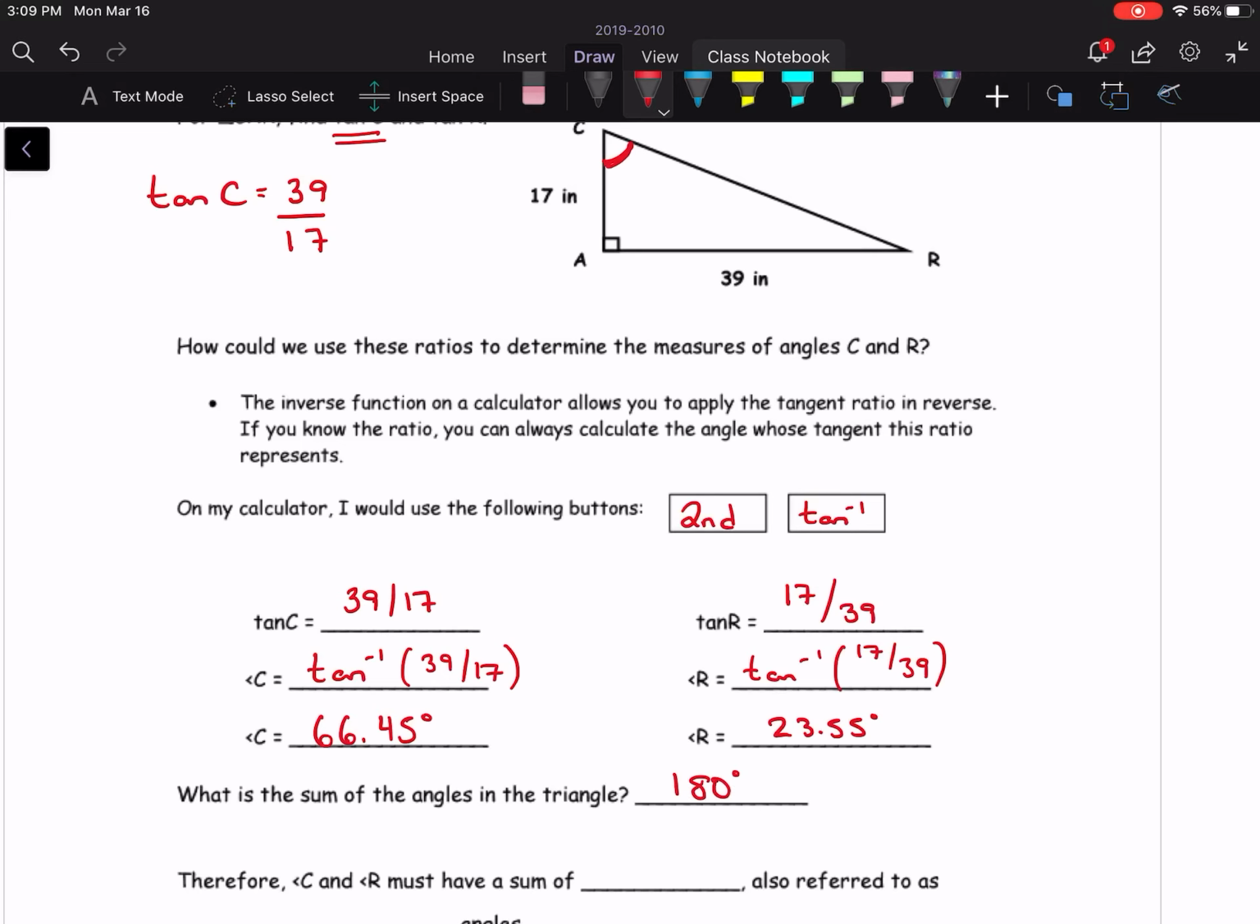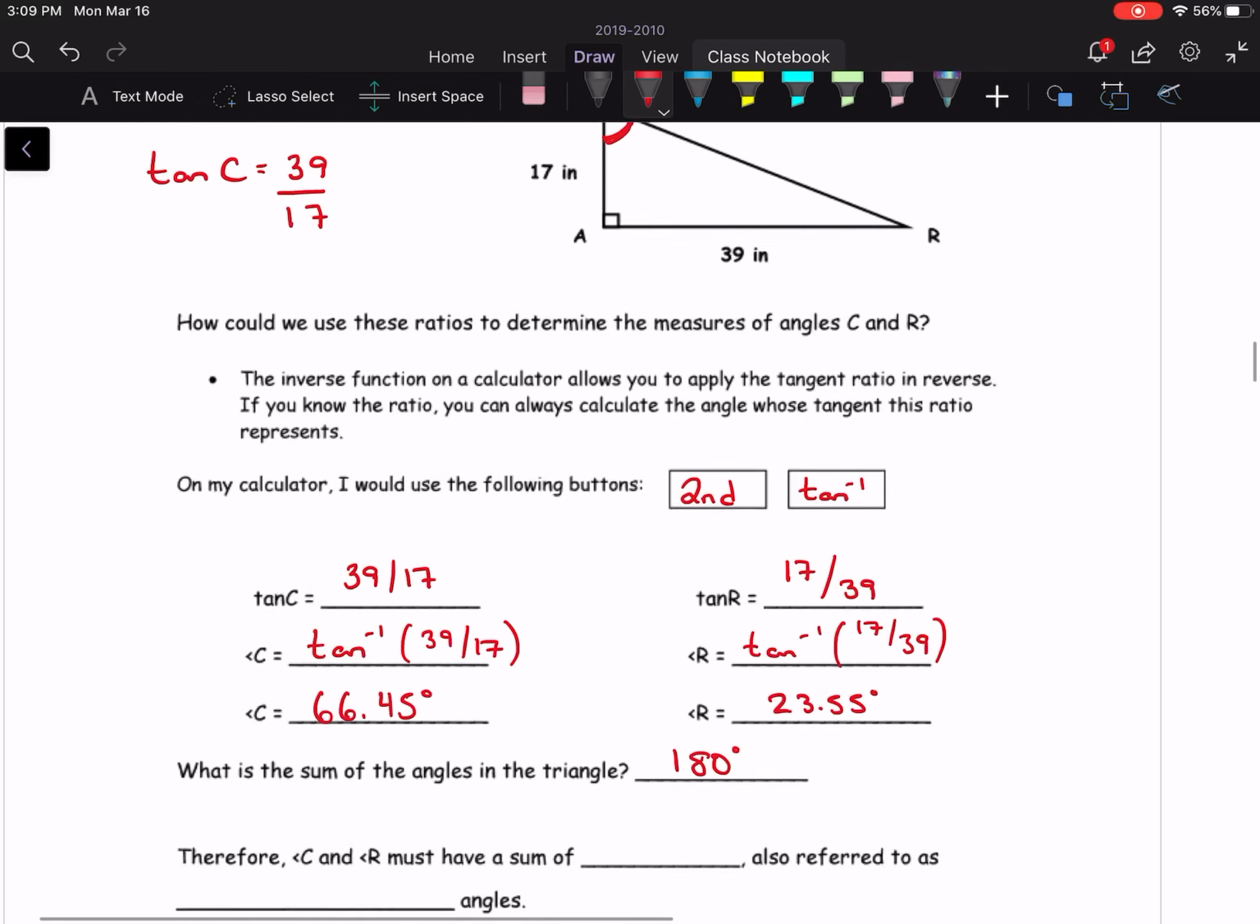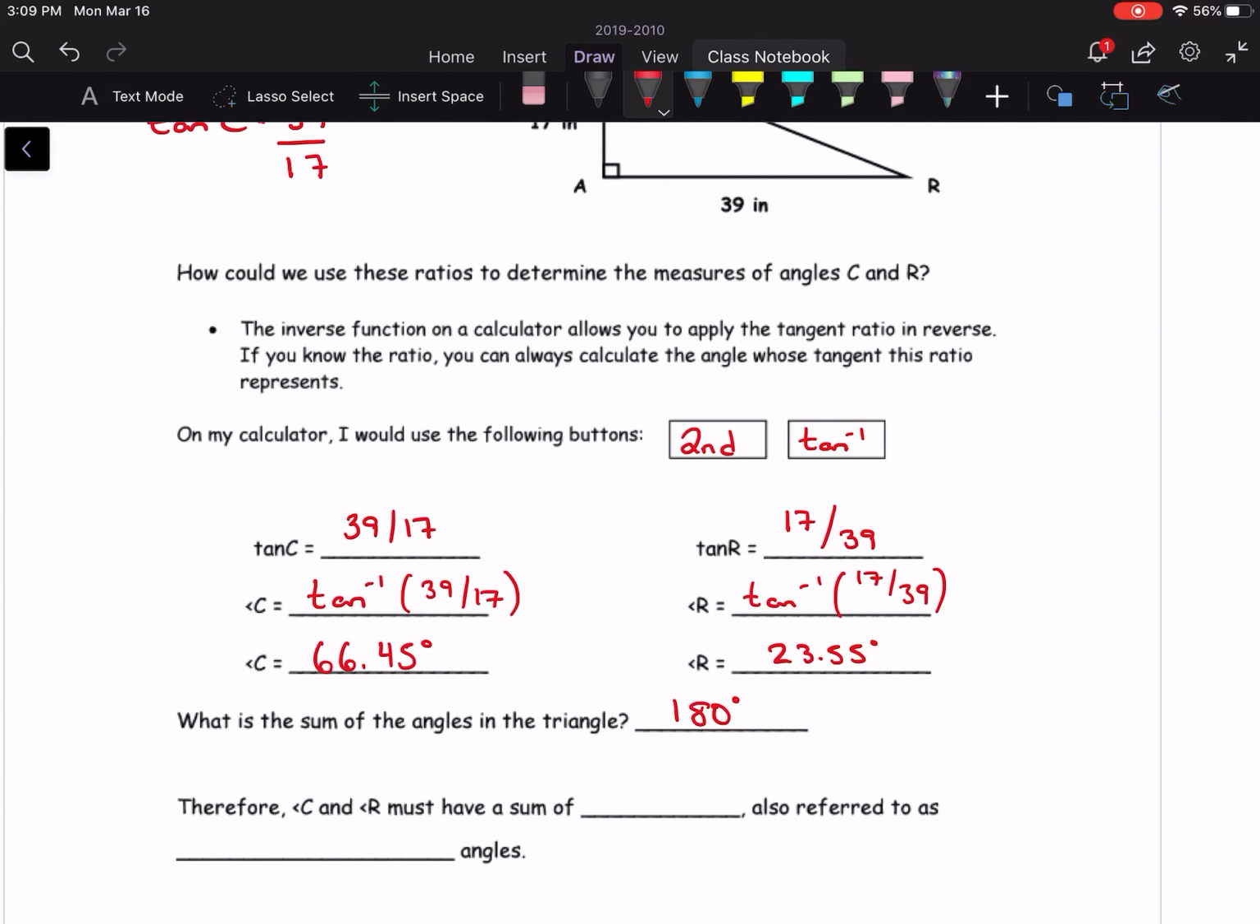And that should make sense because the sum of any angles in a triangle are going to sum to 180 degrees. And since we have that 90-degree angle already in a right triangle, that must mean angle C and angle R must add to 90 degrees as well. And so if we ever have two angles that add to 90 degrees, we call those complementary angles. And so the acute angles in a right triangle are always going to be complementary to each other. And so in this case, that's angle C and angle R.